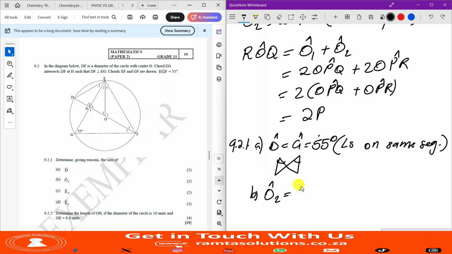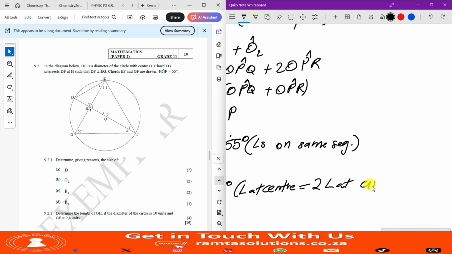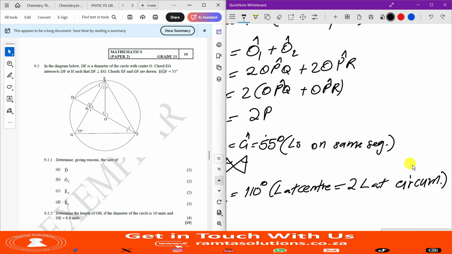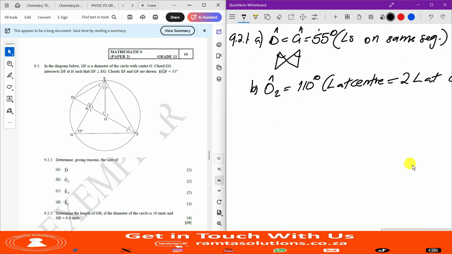What is it? 110. Why is that? Angle at center equals 2 times angle at circumference. This is the theorem we proved in 9.1. Happy? Great. C. Now C, there are many ways to do C, but I will choose this one here.